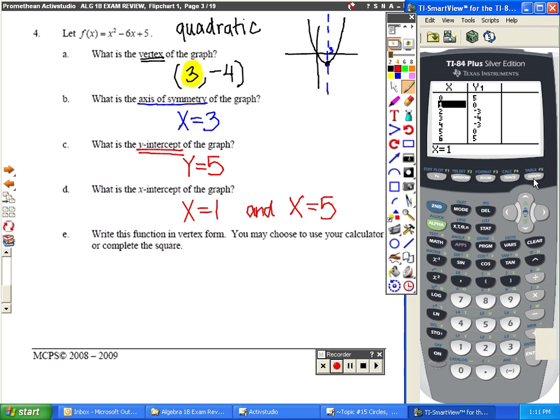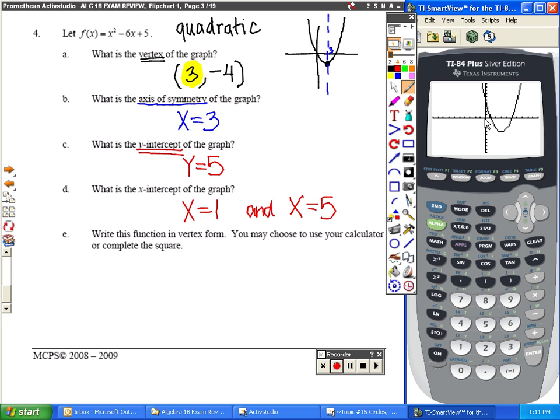And if you want to make sure that you're right, go back to the graph and you can count. Here's the first time it hits 0. That's at 1. 2, 3, 4. Here's the second one. That's at 5.